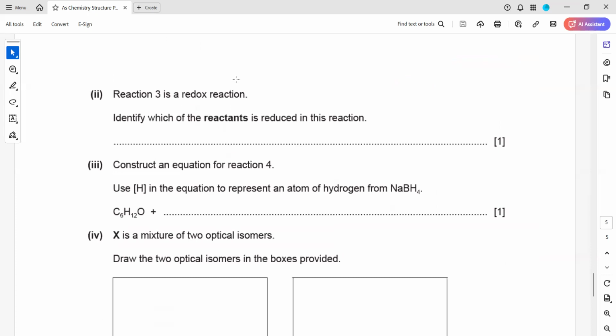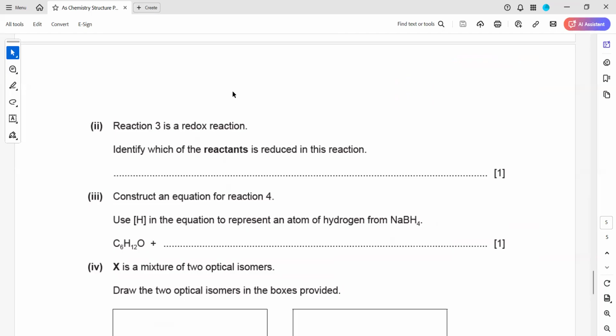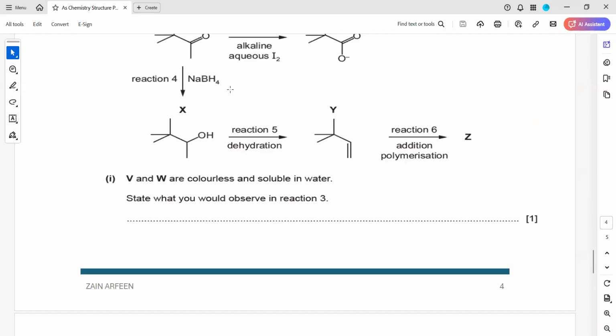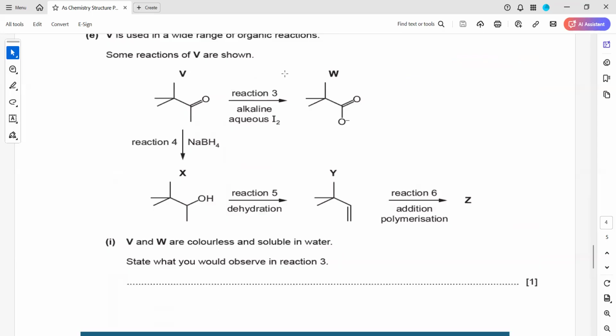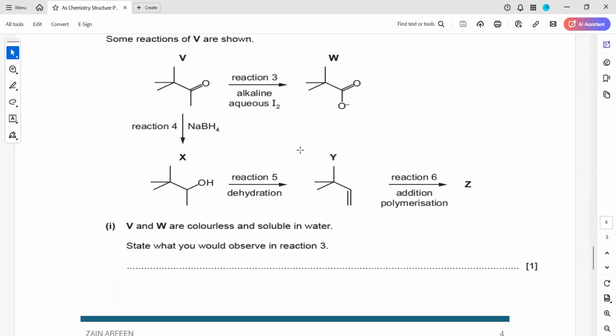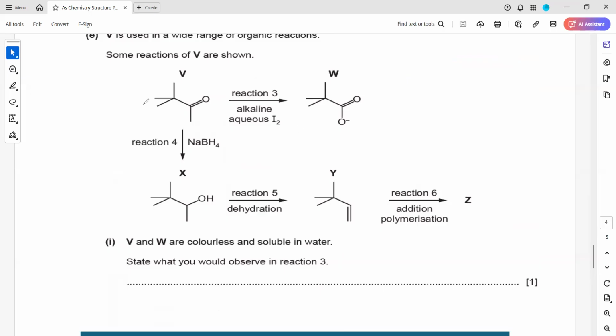Reaction 3 is a redox reaction. Identify which of the reactants is reduced in this reaction. In reaction 3, because it is reacting with iodine, for V, when it reacts, oxygen is added. If oxygen is added to V, oxidation happens. It is also reacting with iodine, as iodine is also a reagent there. So iodine will be reduced to iodide ion.